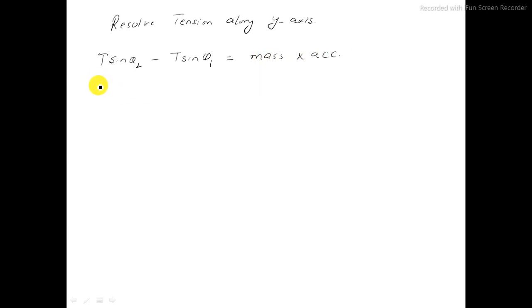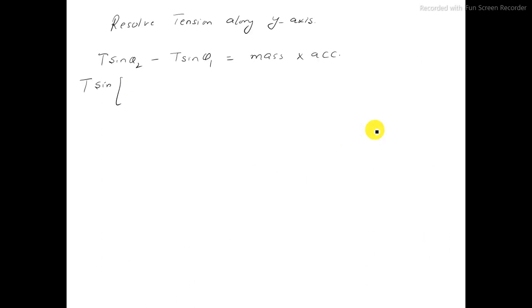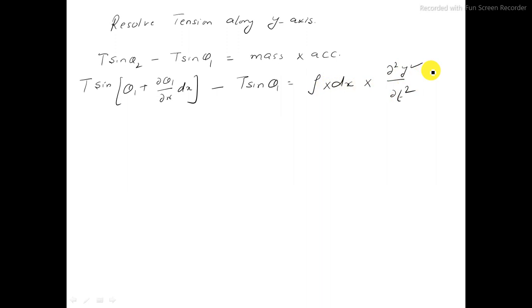So we will put the values of theta 2 here. T sin theta 2 we have written. Theta 2 we have already written as theta 1 plus partial theta 1 by partial x into dx. This is the value of theta 2, minus T sin theta 1. Mass we have assumed rho per unit length, but the length of the element is dx, and acceleration is the double derivative of displacement with respect to time. Y is displacement, or distance you can say.